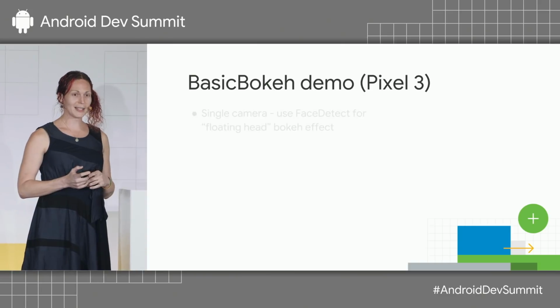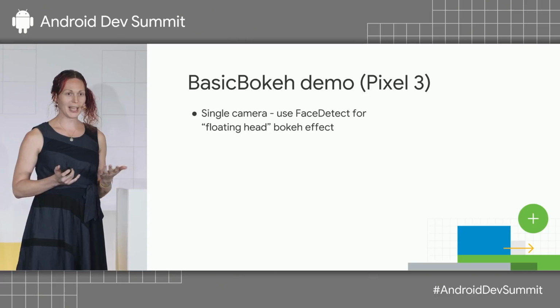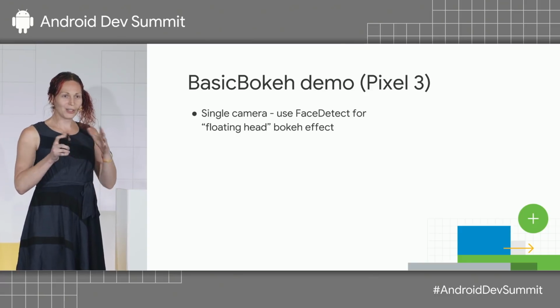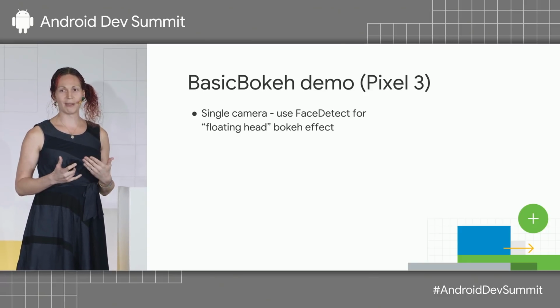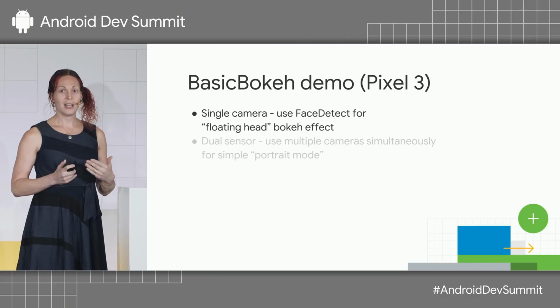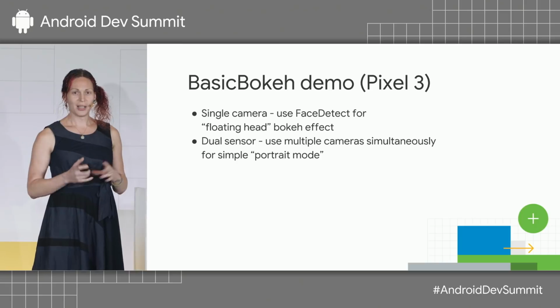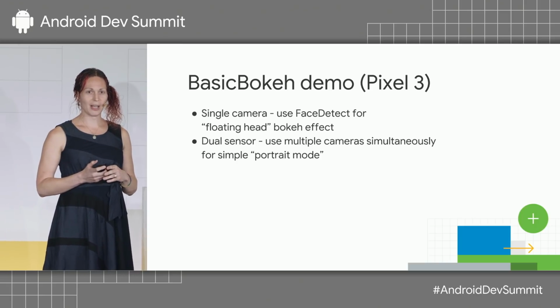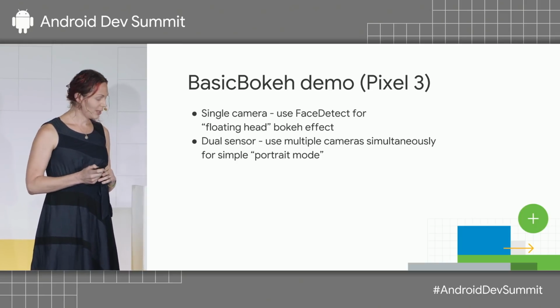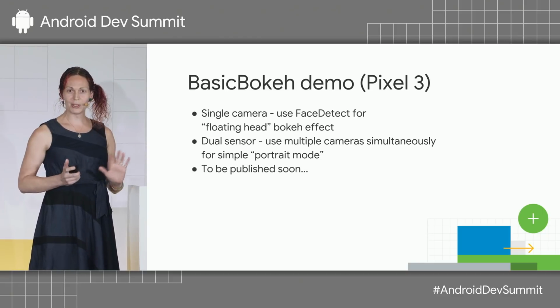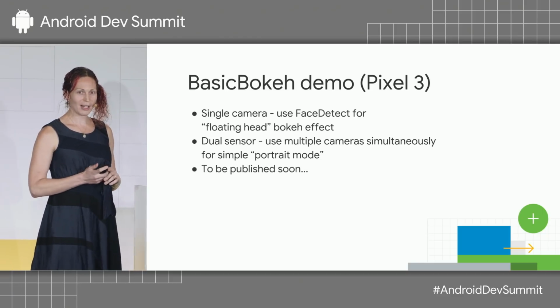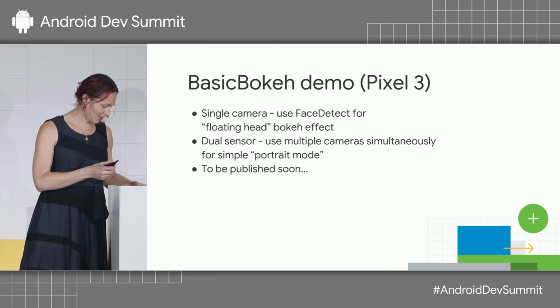So we actually have two demos, 2.5 demos. The first one is a single cam demo. There's no multi-camera at all. But I wanted to sort of show the mechanisms for creating the bokeh effect. Then when we get into the dual cam demo, you'll see exactly, we can focus on the multi-camera aspects and not worry so much about the bokeh effect itself. And it's going to be published soon, open source, so don't worry about scribbling down too much code.